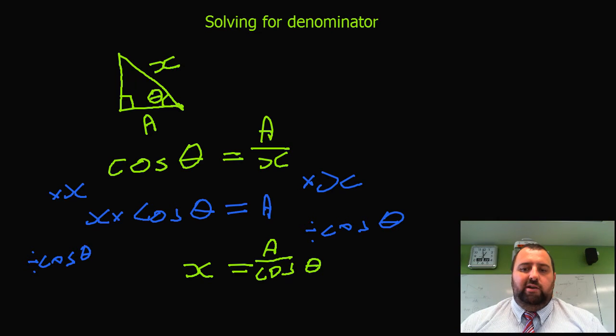One thing that you might note is that essentially what I've done is swap over the x and the cos theta. Okay, so the cos theta was over here by itself. That's now become x by itself. X was on the bottom line of the fraction. Cos theta is now on the bottom line of the fraction. So then we have to solve the adjacent divided by cos theta.